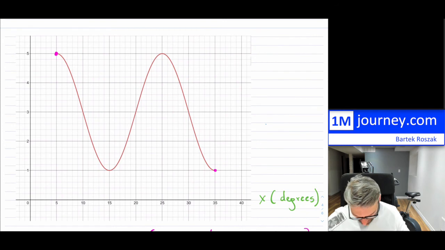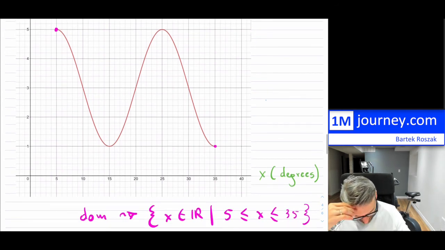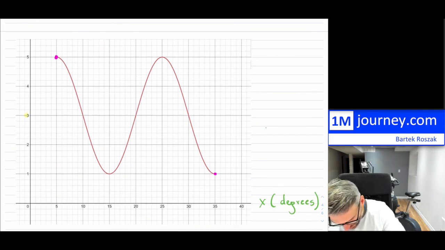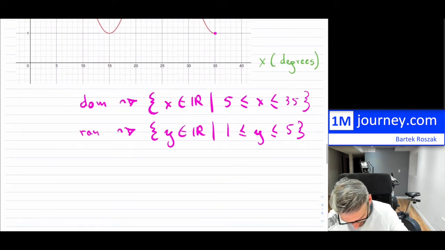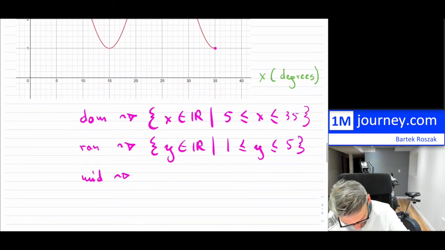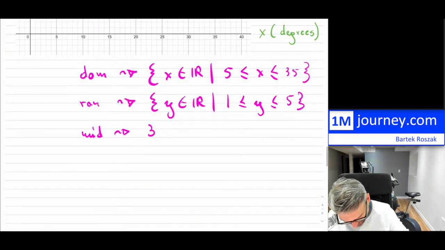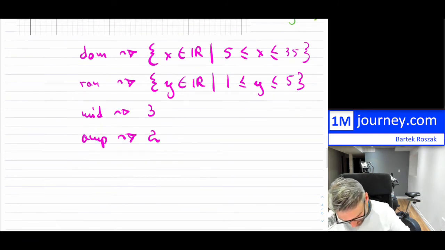Now, what else do we have? Okay, so our midpoint, our mid-range, is very easy to pick off here. This is the midway, so that means here's our amplitude, A. That's 2, right? 5 minus 3. So mid happens at 3, and now my amplitude is 2. Okay, so I can start filling this out.